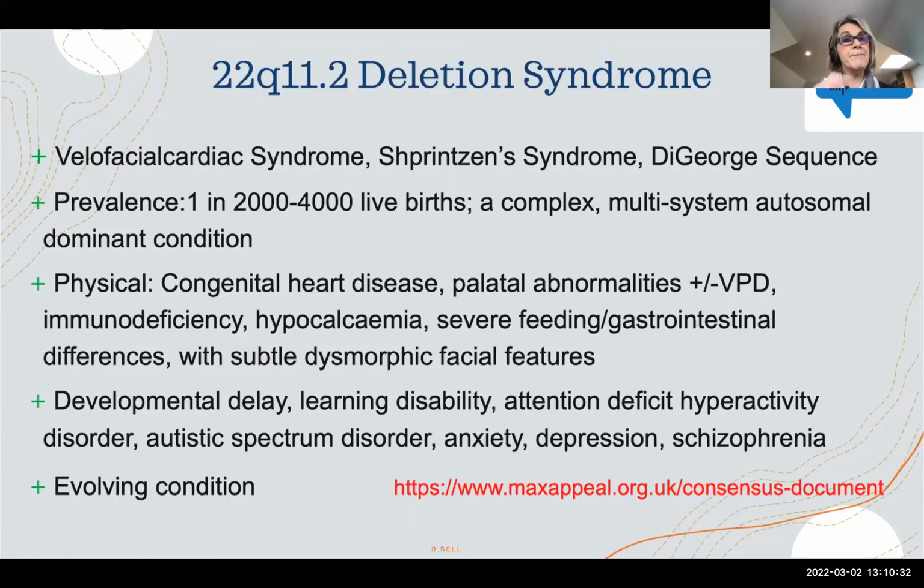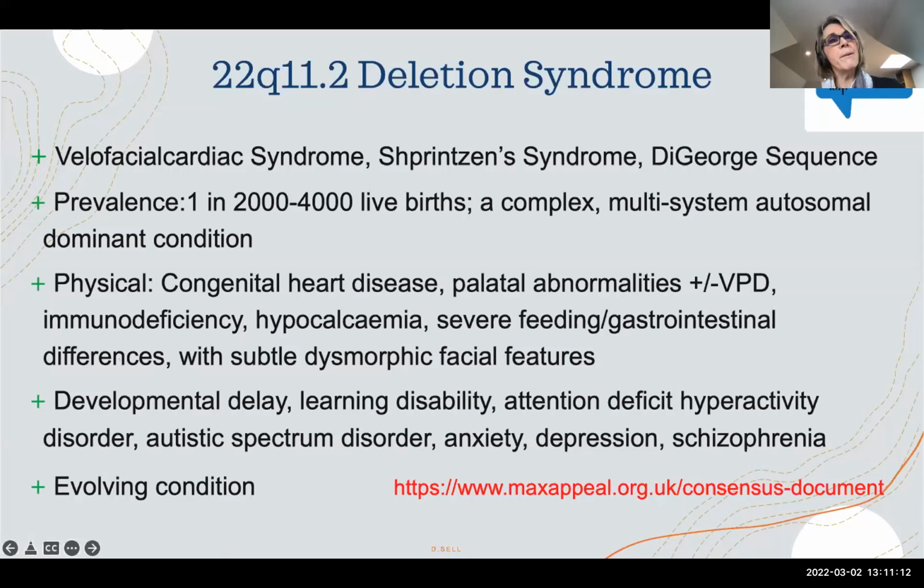From our perspectives, they have sometimes significant developmental delay, mild and sometimes moderate learning disability, attention deficit hyperactivity disorder, autistic spectrum disorder. And as they get to their later school years, junior school years, anxiety and depression, which really comes into play in adolescence, and about 25% go on to develop schizophrenia in adulthood. And one of the real challenges about this condition is it is an evolving condition.